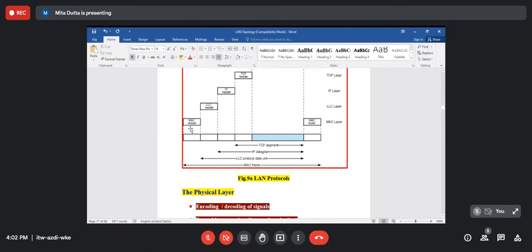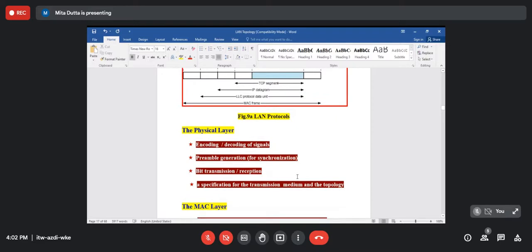And the MAC frame has both header and trailer to show the start and end of the frame. And this MAC frame is circulated over the wired LAN. But in wireless LAN, the frame size will be different. So this medium access control frame that is transmitted over the transmission medium is known as a MAC frame in case of a local area network.